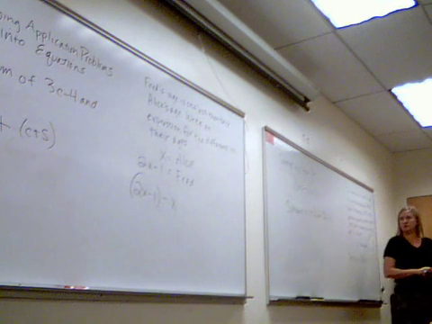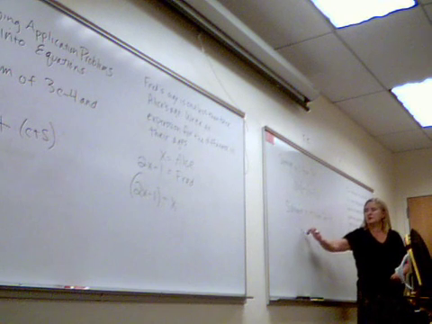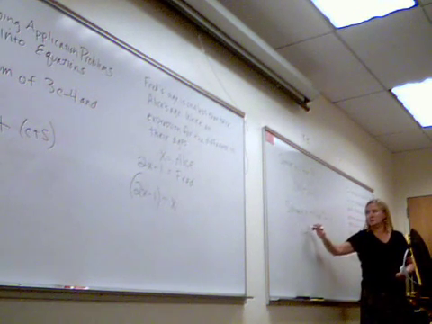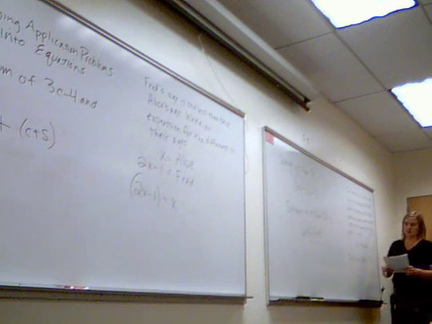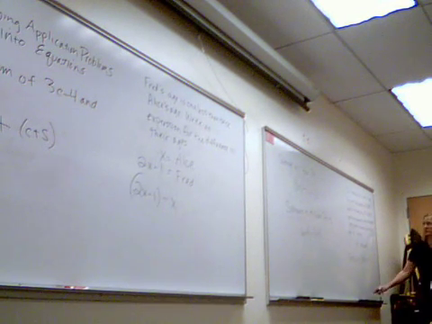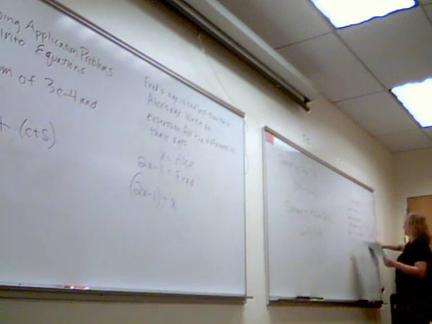Okay, which one goes in the front? The 2r plus 3 in parentheses minus r minus 5. Have to be in parentheses on that second one. Okay, very good. Now let's talk about percents.